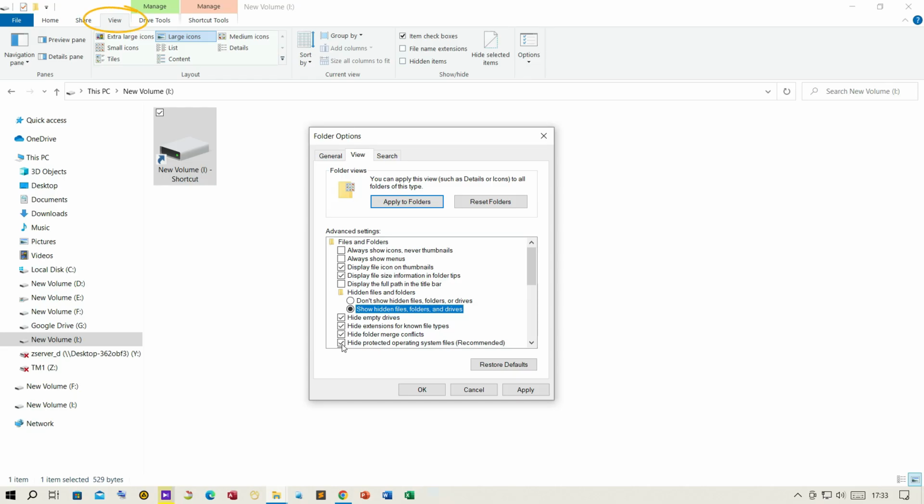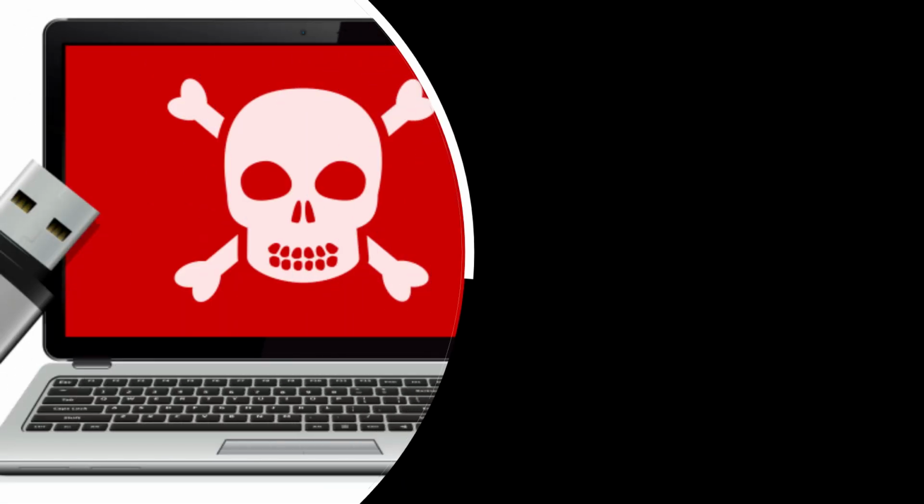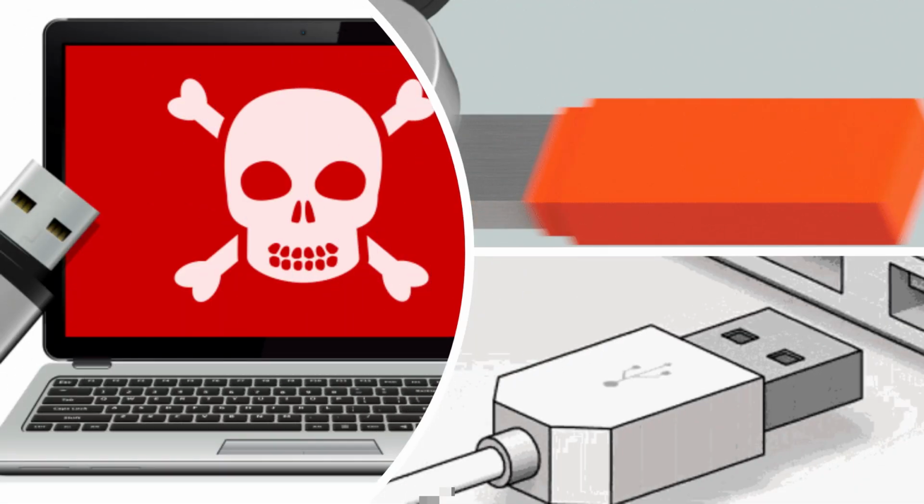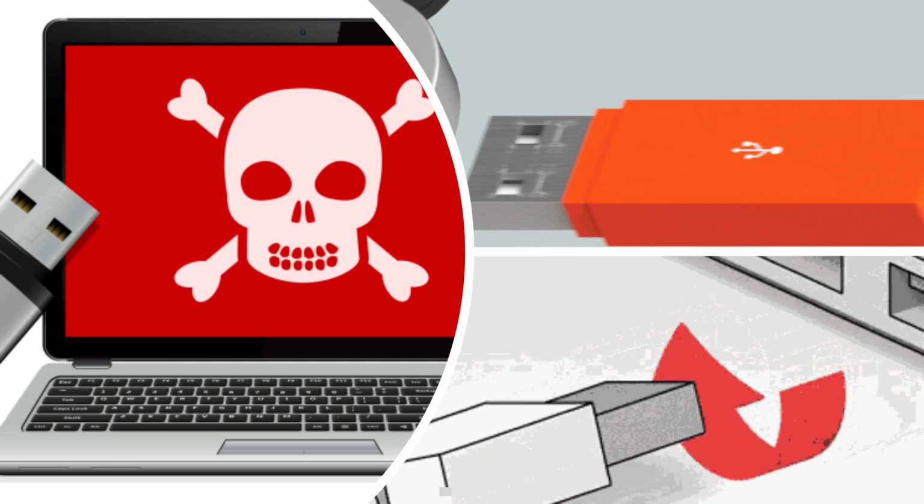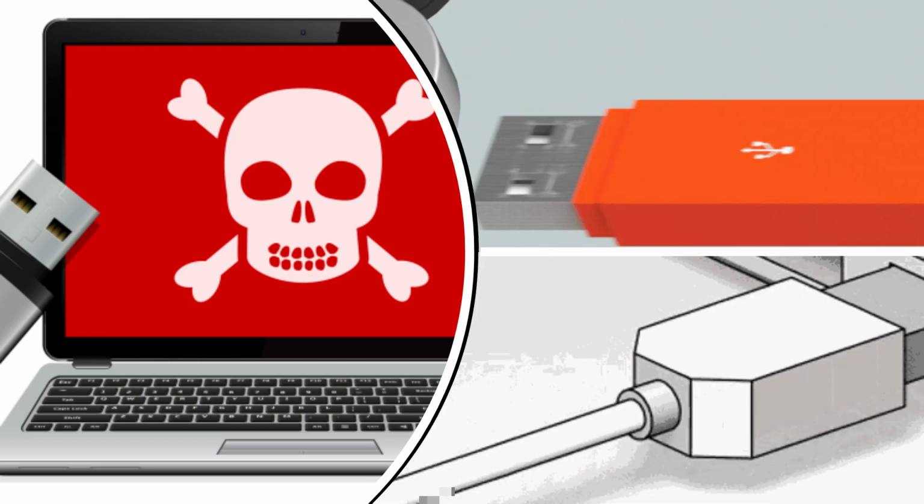In today's tutorial, we'll learn how to show hidden files on a pen drive using Windows Explorer. This is a common issue, especially if your pen drive has been affected by a virus. So, let's dive right into the steps.